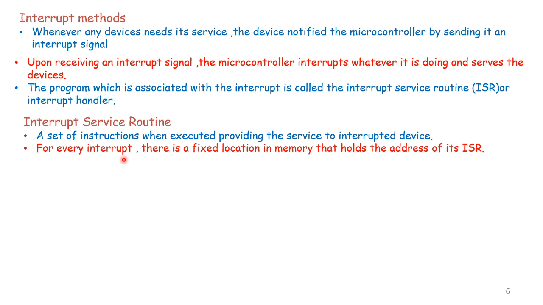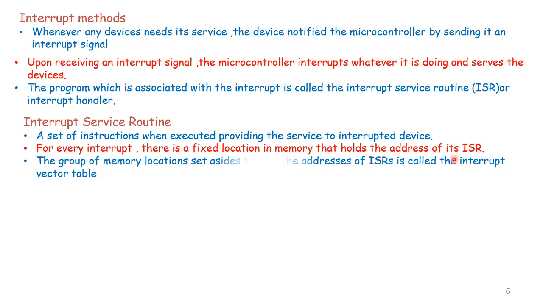For every interrupt, there is a fixed location in memory that holds the address of its ISR. The group of memory locations set aside to hold the addresses of ISRs is called the interrupt vector table, where the addresses of interrupt service routines are stored.